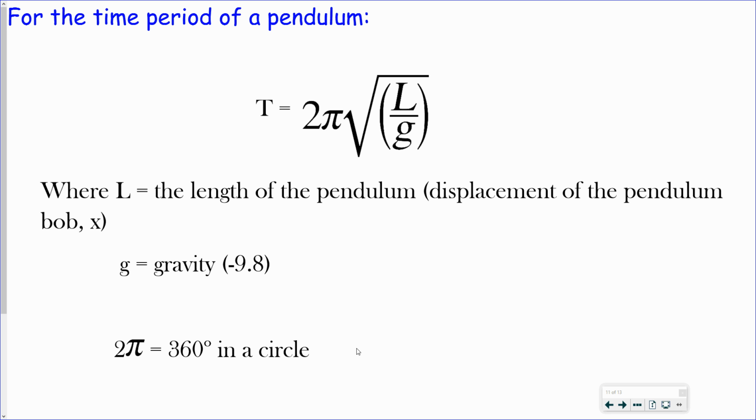Hopefully that is going to enable you to answer the questions that are on page 380, or excuse me, 379, numbers 1 through 4. So hopefully that works for you. Have a wonderful afternoon.